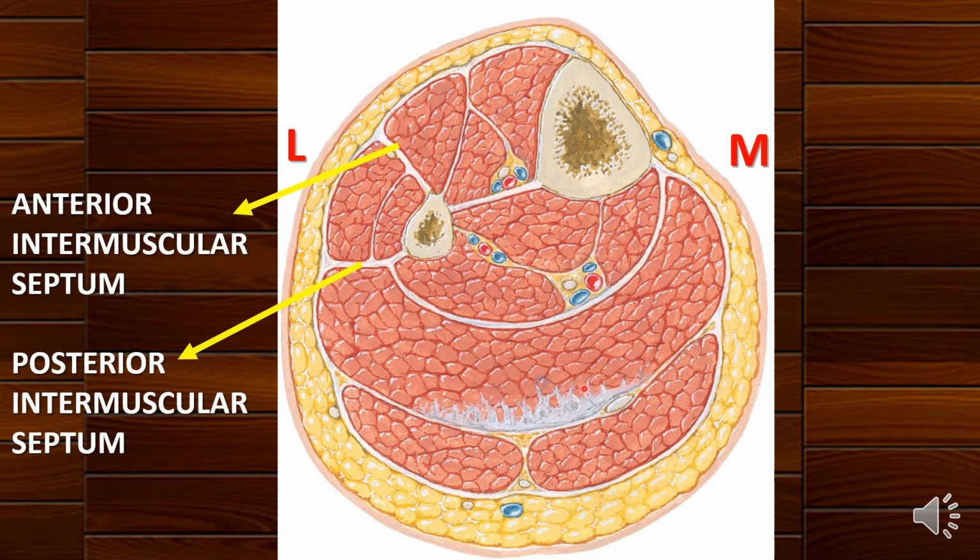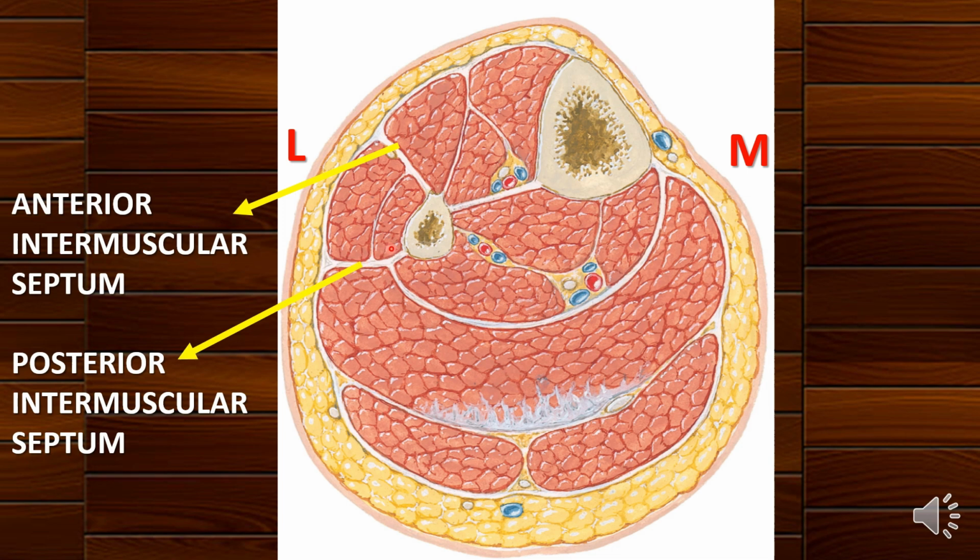And the leg can be divided into three compartments by two intermuscular septa. So this is the anterior intermuscular septa and this is the posterior intermuscular septa. Between the anterior intermuscular septa and tibia and the interosseous membrane, this compartment is called the anterior compartment or the extensor compartment of the leg. Then between the anterior and posterior intermuscular septum, this compartment is called the lateral compartment.